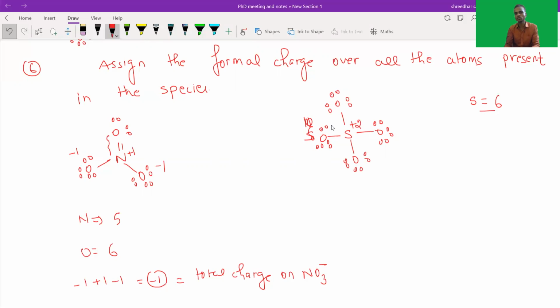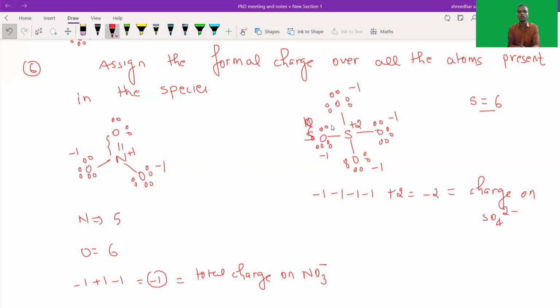Then on the oxygen, 2, 4, 6, and 1 from here, 7. It means 1 electron is more. So minus 1. Here also minus 1. Here also minus 1. And here also minus 1. Let us see what is the sum of all the formal charges. Minus 1, minus 1, minus 1, minus 1, and then plus 2. It is coming out to be minus 2, which is equal to the charge on SO4 2 minus.